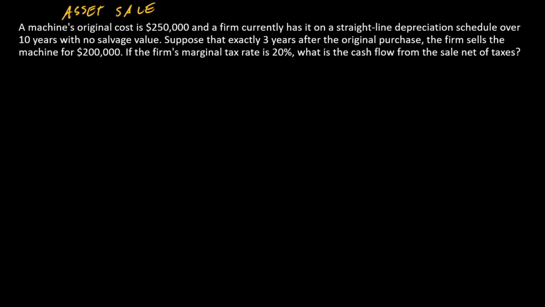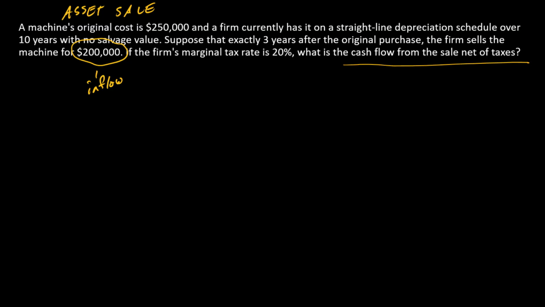And so first of all, there's the inflow associated with the sale itself. Okay, so that's pretty straightforward. So in this problem, if the firm is selling the machine for $200,000, it's a $200,000 inflow. It's a little tricky, though, when we start thinking about tax implications.